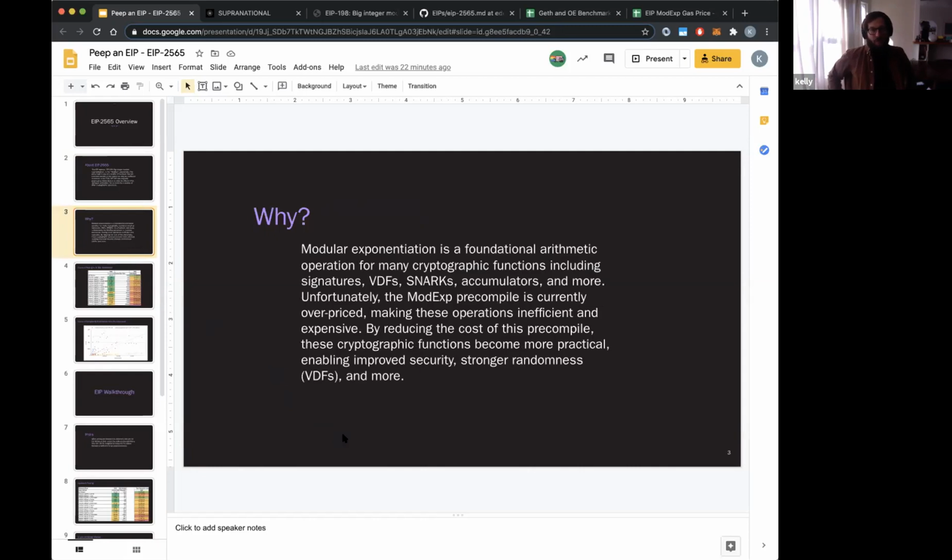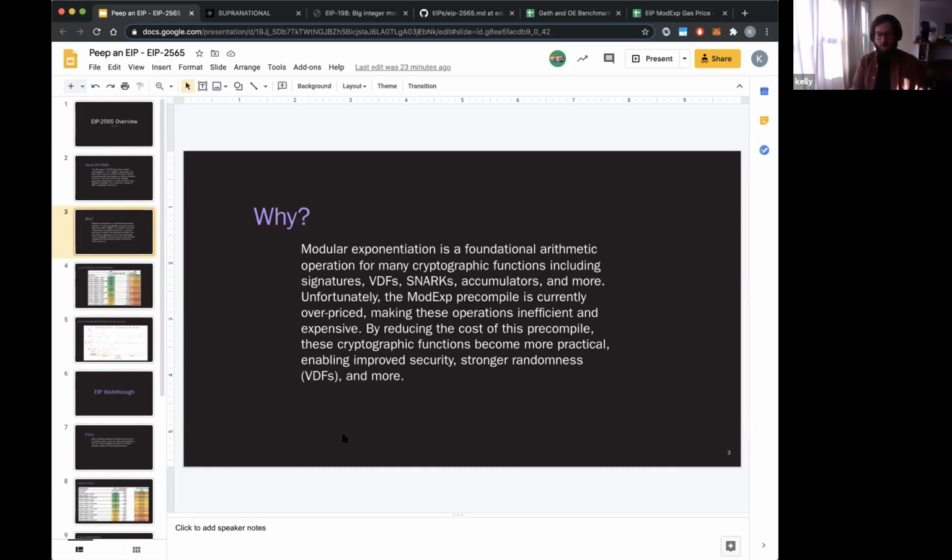As I mentioned before, this is a foundational arithmetic operation. Most of cryptography relies on these modular operations, whether that be modular addition or modular subtraction or what have you. And in order to verify some of these more advanced cryptographic functions like SNARKs or accumulators or verifiable delay functions, you have to do these modular exponentiation operations to check that the proof that is sent to you is actually valid. Unfortunately, today, while it is possible to verify things like SNARKs and VDFs and accumulators in the EVM with this precompile, it's very expensive.